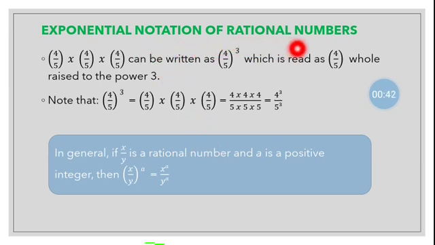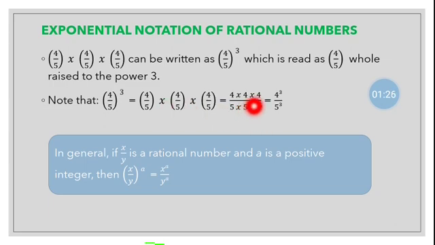Exponential notation of rational numbers. 4 upon 5 into 4 upon 5 into 4 upon 5 can be written as 4 upon 5 raised to the power 3. Why? 4 upon 5 is multiplied how many times? 3 times. So we write the power 3. As it is multiplied 3 times, it is read as 4 upon 5 whole raised to the power 3. Note that 4 upon 5 whole raised to the power 3 equals 4 upon 5 into 4 upon 5 into 4 upon 5, which equals 4 multiplied 3 times upon 5 multiplied 3 times.